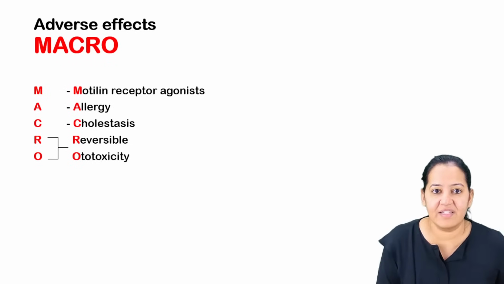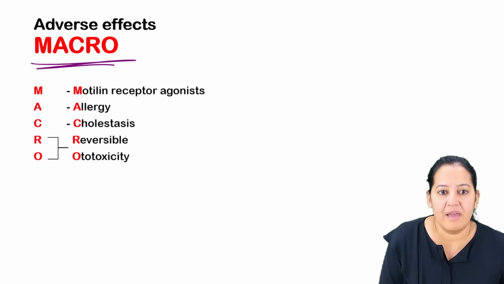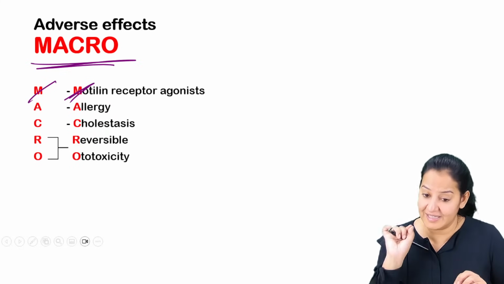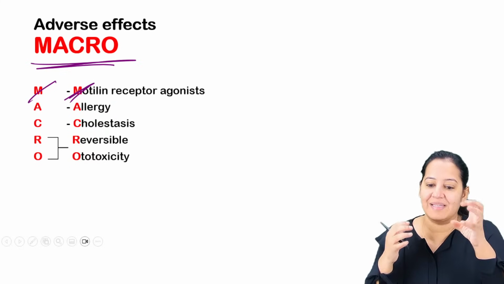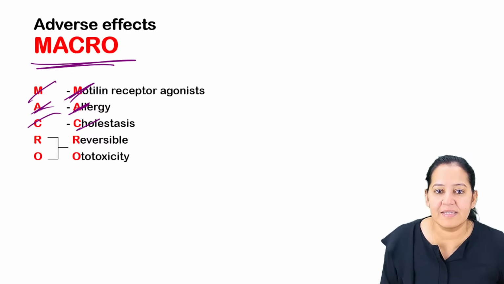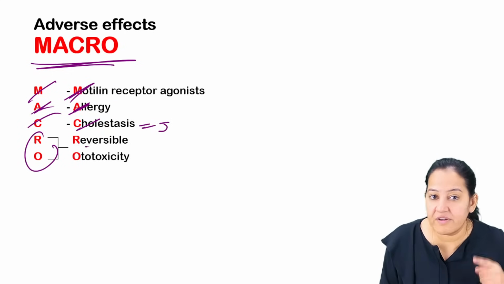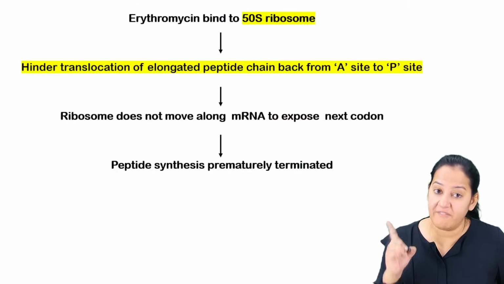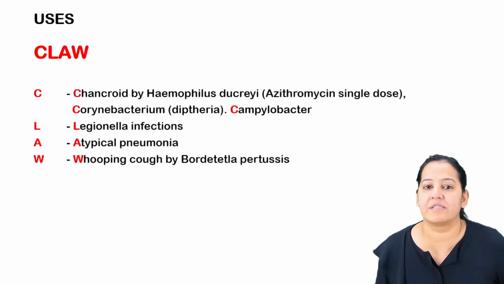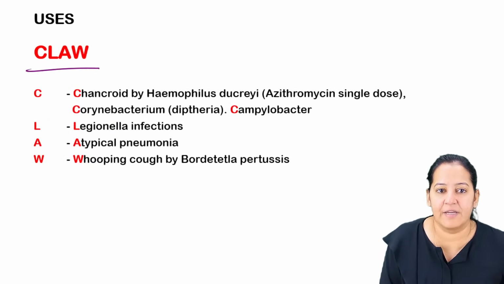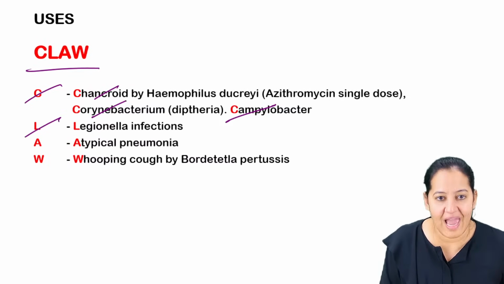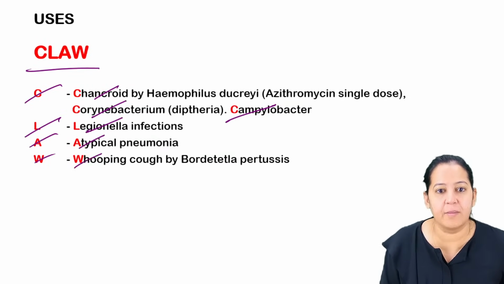Adverse effect, the mnemonic is MACRO, M-A-C-R-O. M is motilin receptor agonist. In the intestine, there are motilin receptors. It stimulates them and they cause increased peristalsis, they cause diarrhea. Number 1. Number 2, A for allergy. C for cholestasis, that is jaundice. And RO is reversible ototoxicity. Ototoxicity was there in streptomycin, in aminoglycosides, but that was irreversible. Here it's reversible. And uses is CLAW, C-L-A-W. C is chancroid, corynebacterium and campylobacter. L is Legionella, A is atypical pneumonia, and W is whooping cough.